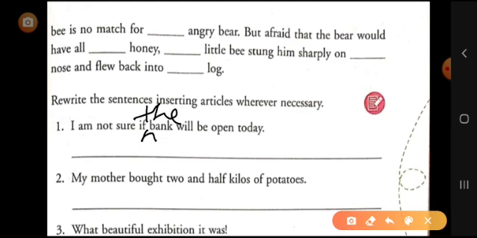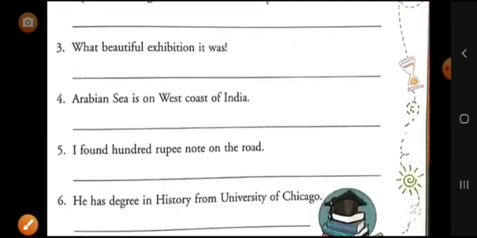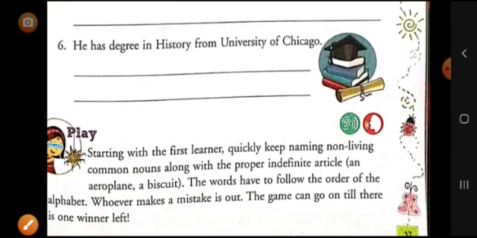Next, my mother bought 2.5 kilos of potatoes. My mother bought 2.5 kilos of potatoes. Now I have shown 2 examples and you will do the rest of the work all by yourself. I hope you will enjoy it and do it.